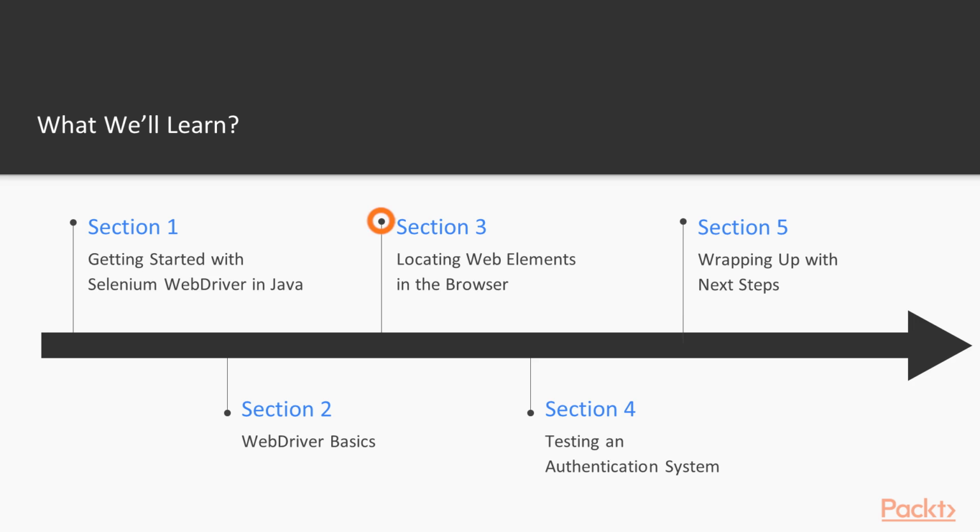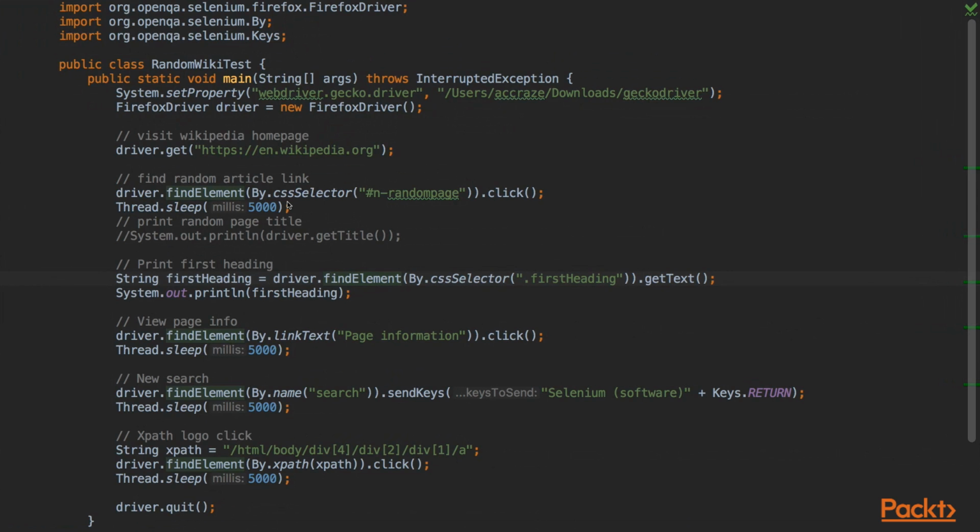In section 3, we'll talk about how you can locate different elements in a web browser and interact with them. We'll learn how to locate different elements using different methods like CSS selectors, and we'll also learn how to look up things by XPath, link names, all sorts of different options. And we'll show you how to do this by expanding on our random Wikipedia search.